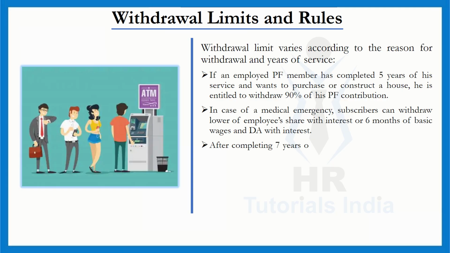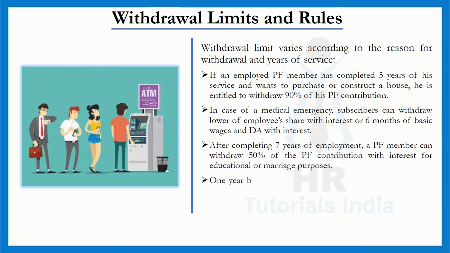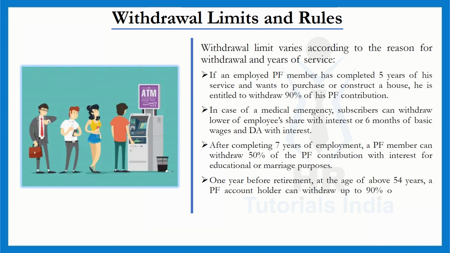After 7 years of employment, a member can withdraw 50% of the PF contribution with interest for education or marriage purposes. And 1 year before retirement, for members above 54 years, an account holder can withdraw up to 90% of their PF contribution. So depending upon your situation, EPFO 3.0 ensures that you can access your PF funds while still keeping your savings secure for the future.